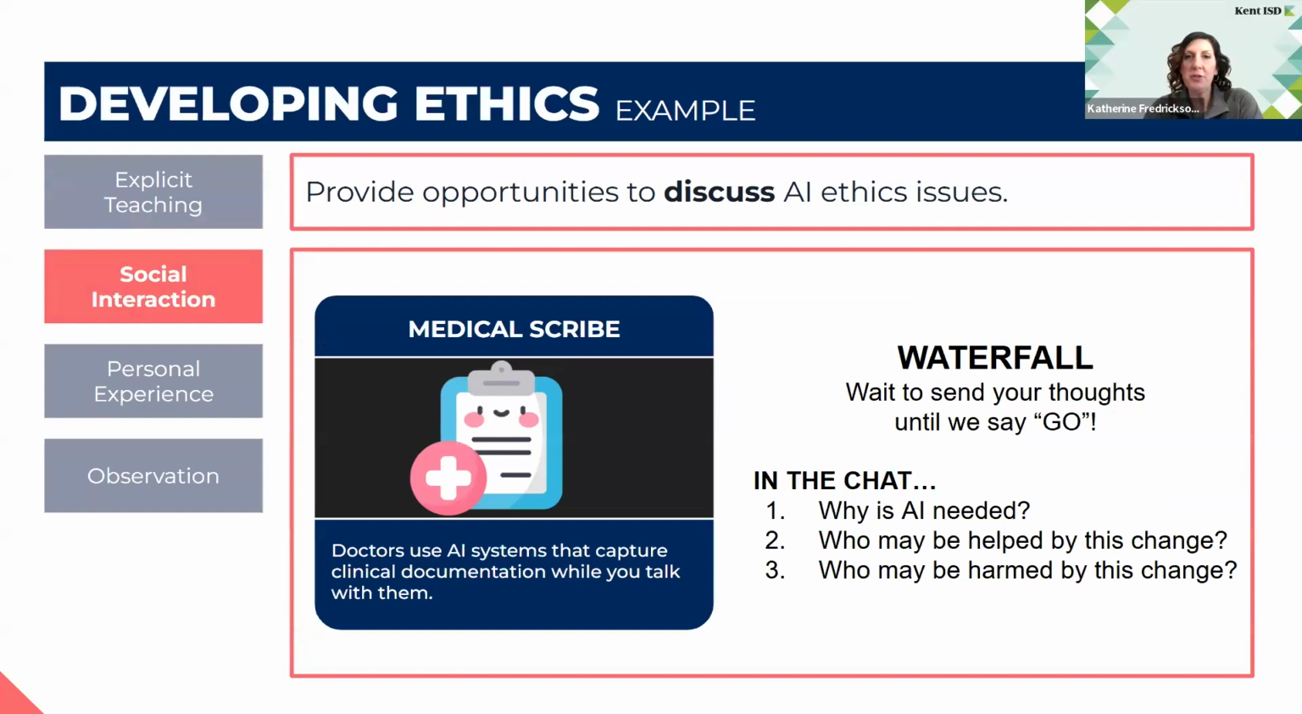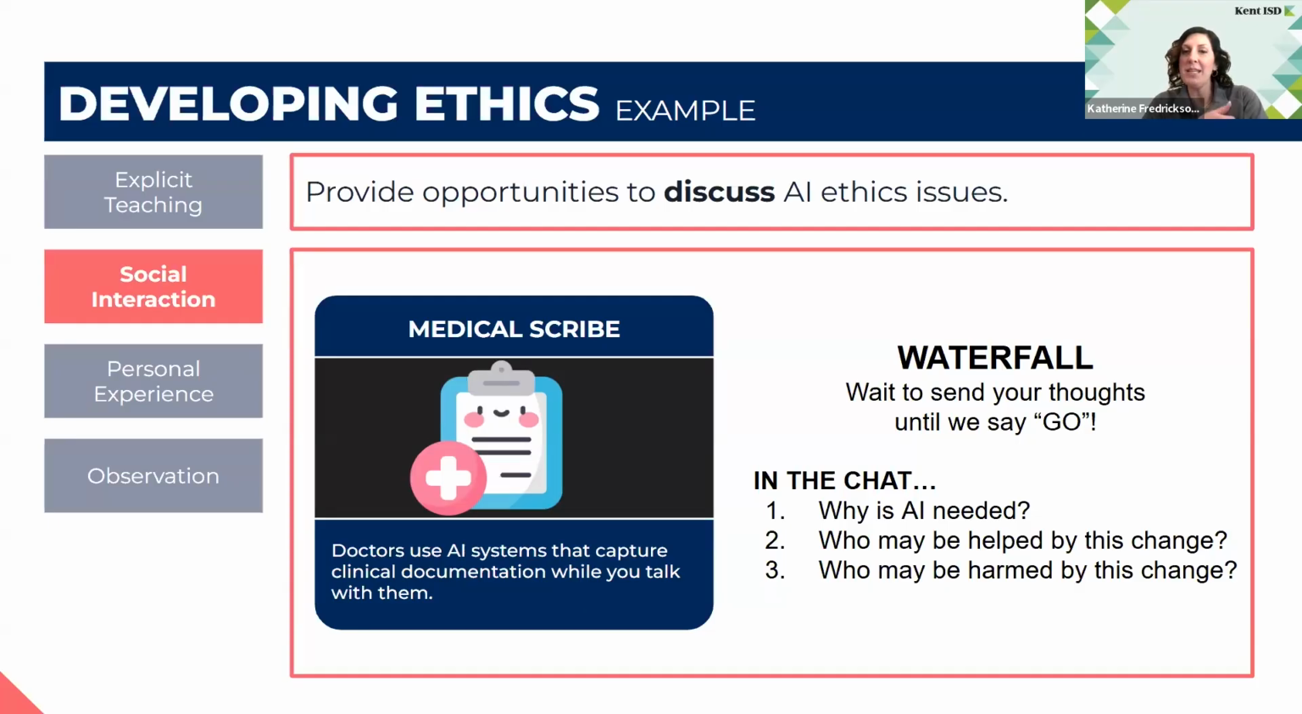So we are going to discuss some AI ethical issues. Often we have debates and various different scenarios, but we're going to talk about using a medical scribe in the social interaction area. Doctors are using these AI systems that capture clinical documentation while you talk to them. I want you to think about this, and we're going to do a waterfall. Think about your response and type it in the chat, but don't hit enter yet. We're all going to do it at the same time.